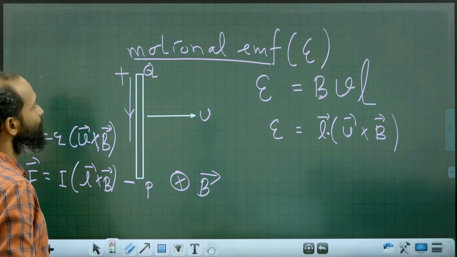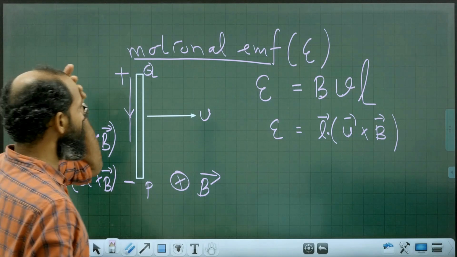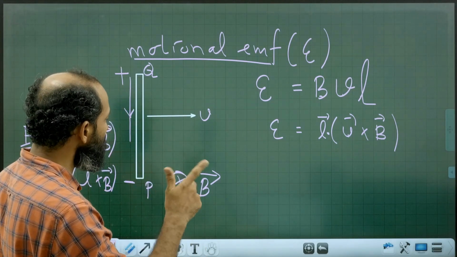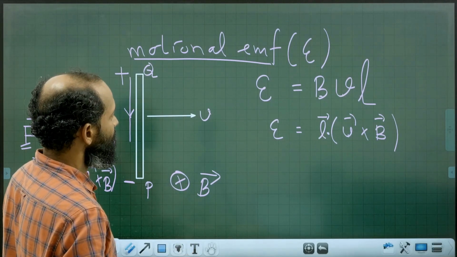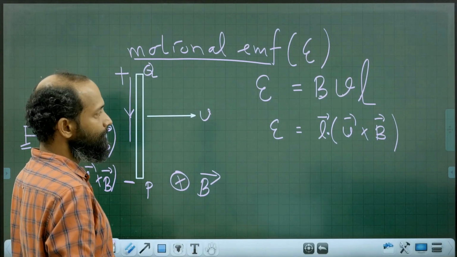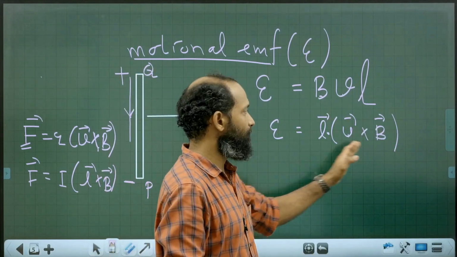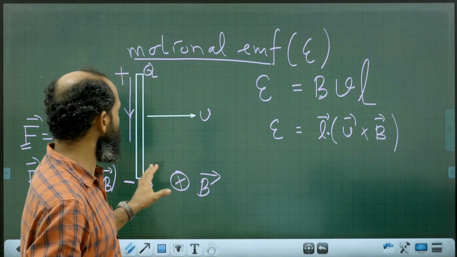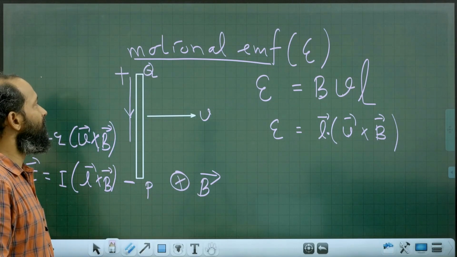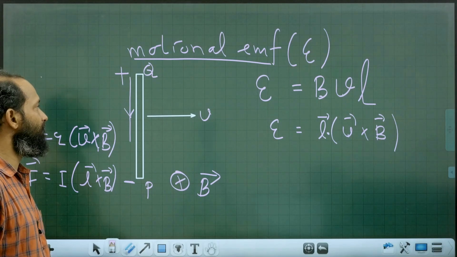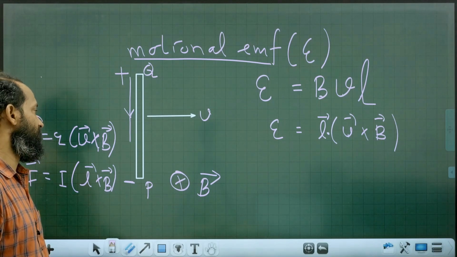So the direction of motional EMF and the magnitude of motional EMF are important. Direction is given by Fleming's right hand rule. Okay, BVL. Generally, people used to say this is BVL sin theta, but the general formula is this one. So the formula for EMF is very important. Here the electric field is not induced, but it is the conventional electrostatic field produced by the moving conductor.